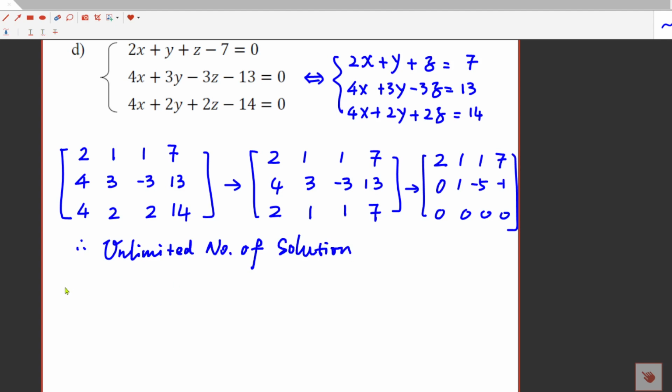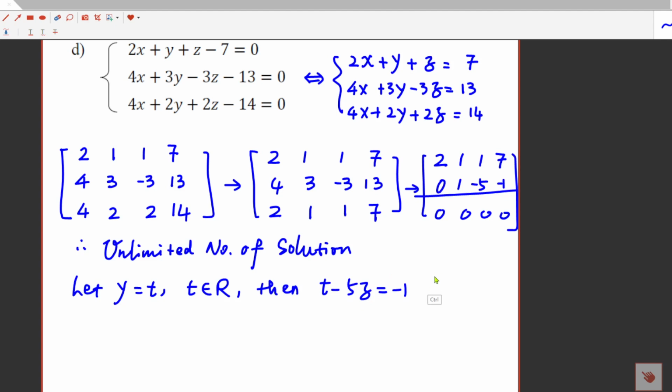In this case, we could let y equals t, where t is any real number. Then we could solve for x and z in terms of t, right? First of all, we know t minus 5z equals -1 from the second row, right? And this gives us z equals 1/5 t plus 1/5.